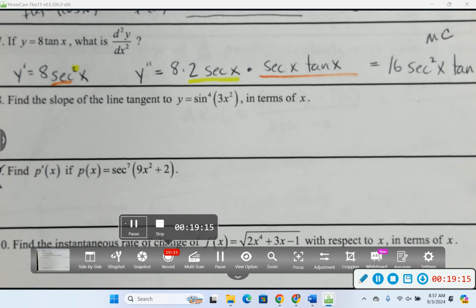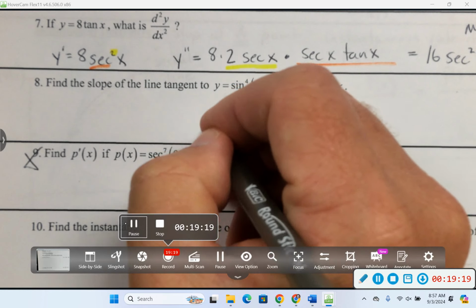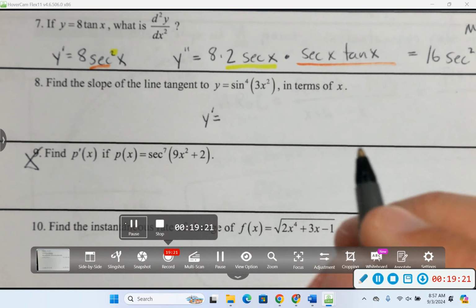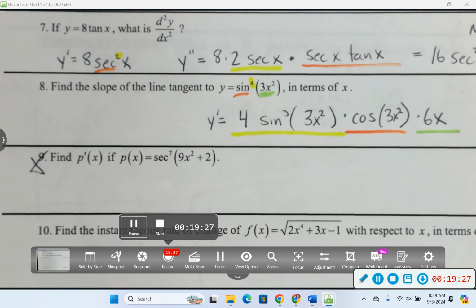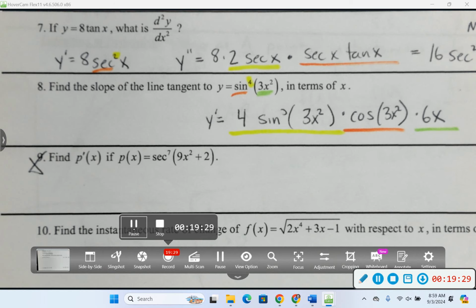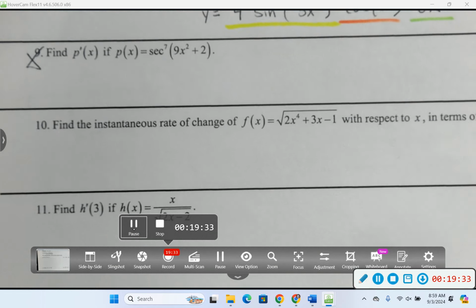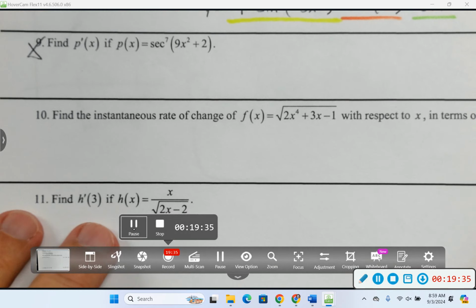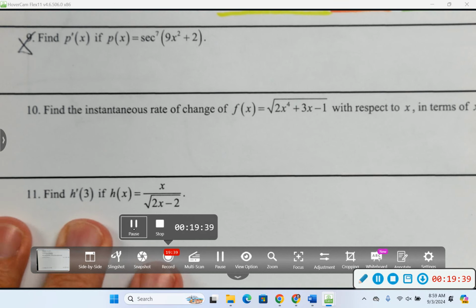Number 8 is another multiple chain thing. So you try number 8. Let's skip number 9. It's just another 3 chain problem. Look at number 10. Remember what you would do first on number 10?